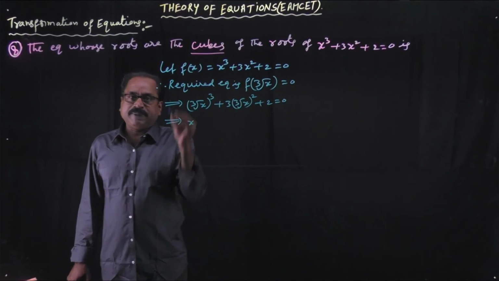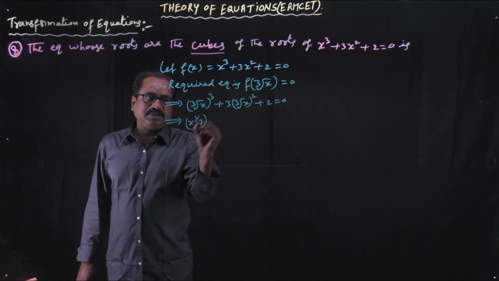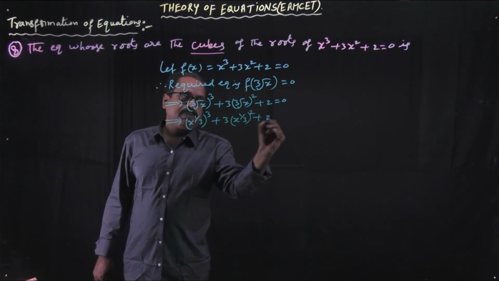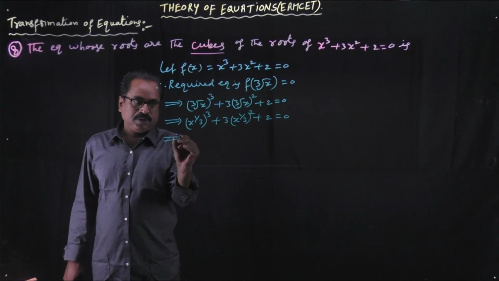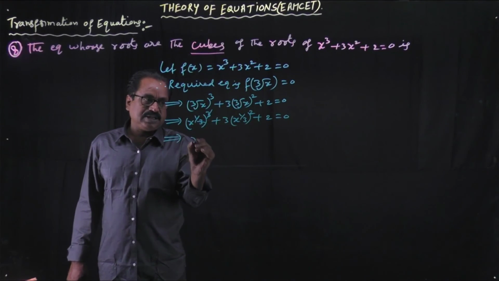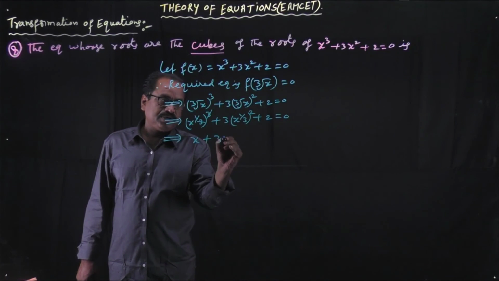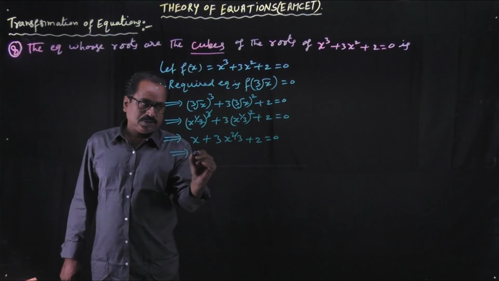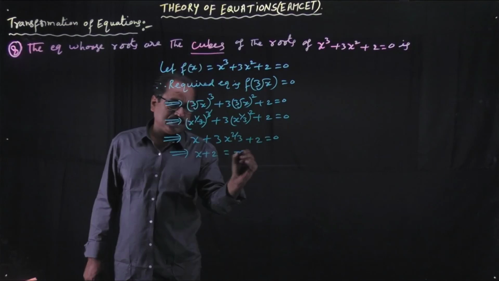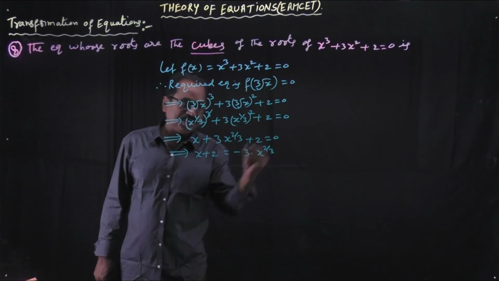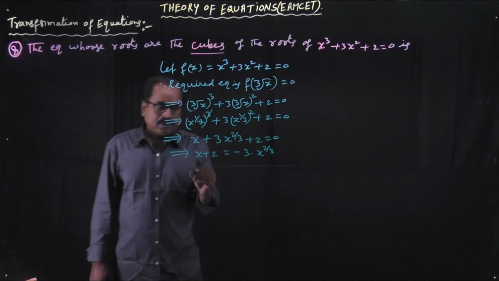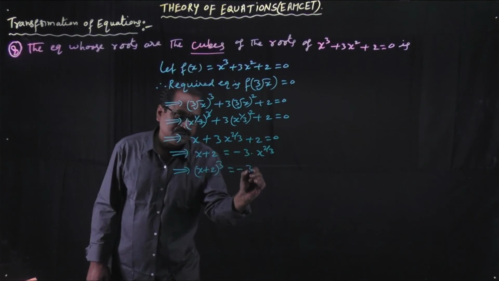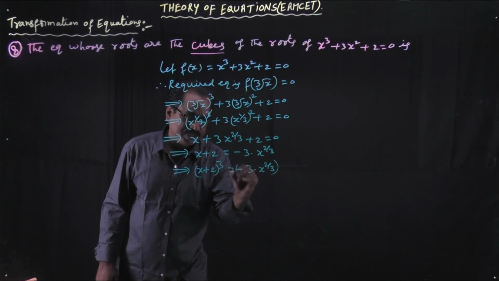So cube root of x can be written as x to the power of 1 by 3 whole cube plus 3 into x to the power of 1 by 3 whole square plus 2 is equal to 0. So here 3 gets cancelled, x plus 3 into x to the power of 2 by 3 plus 2 is equal to 0. So this can be written as x plus 2 is equal to minus 3 into x to the power of 2 by 3. So cubing on both sides, x plus 2 whole cube is equal to minus 3 into x to the power of 2 by 3 whole cube.